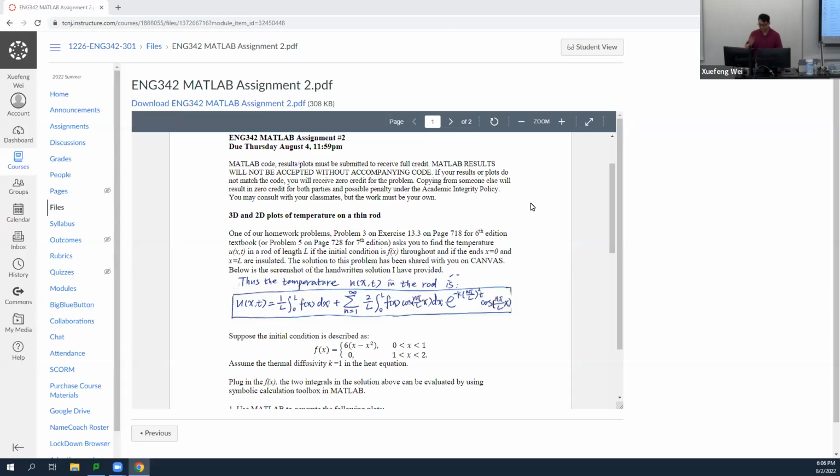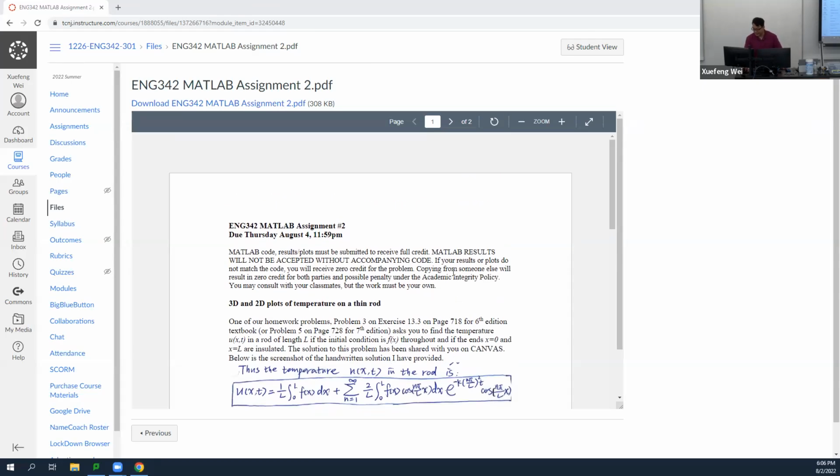Okay, so this is MATLAB assignment number 2. It's due on Thursday at midnight. If you have questions, you have a chance to ask me tomorrow and on Thursday. This is a heat equation problem, but it's based on our homework.